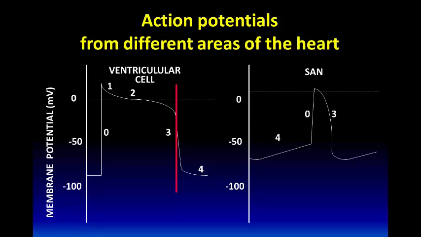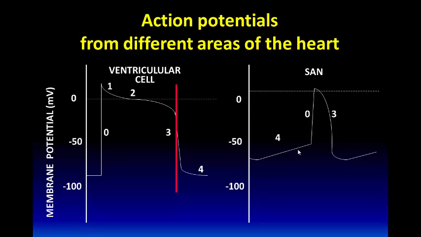In the sinoatrial nodal cells, the voltage across the membrane was initially negative 60 millivolts, and this voltage is not stable. Rather, it becomes less and less negative spontaneously without the need for a stimulus. Then it reaches the threshold value and an action potential is generated. So it takes some time for this membrane potential to reach the threshold value, and that's why this action potential is known as a slow action potential.